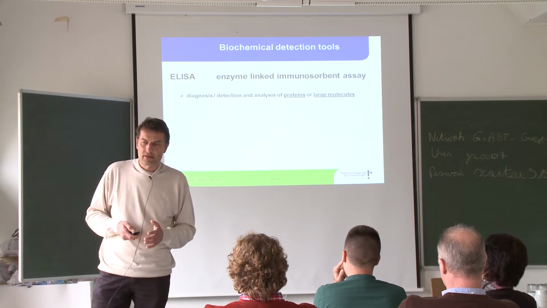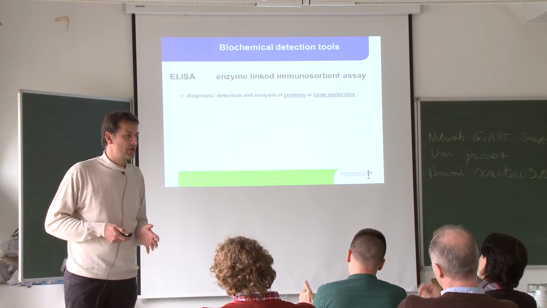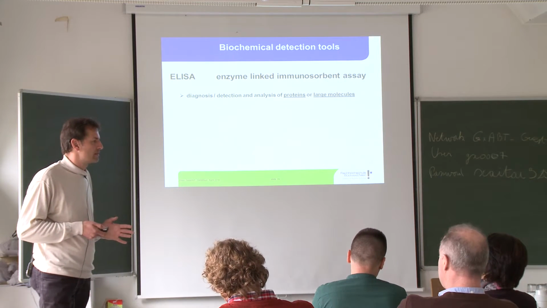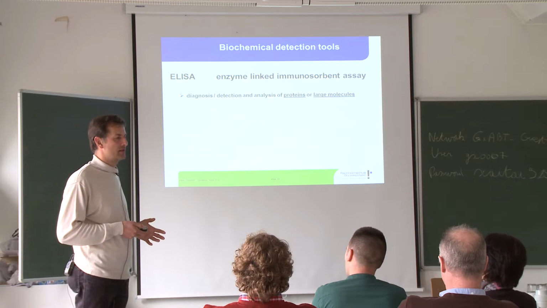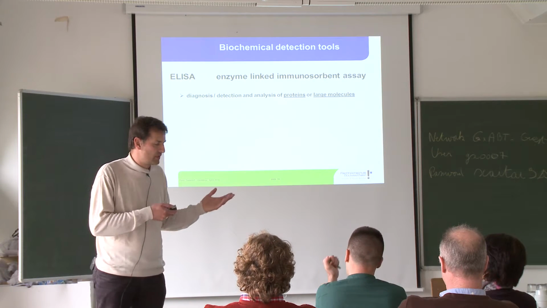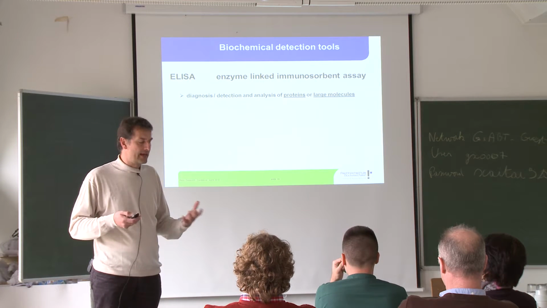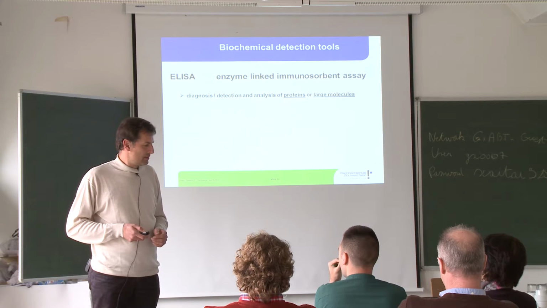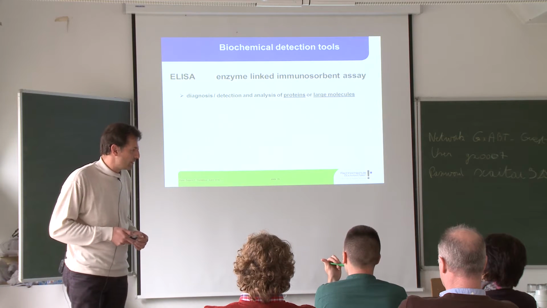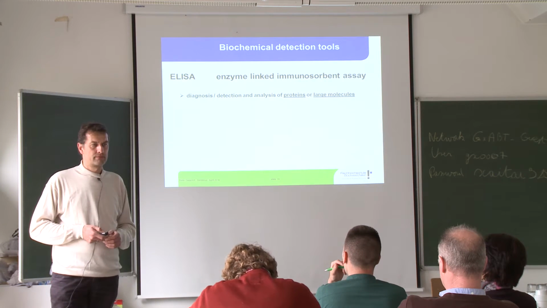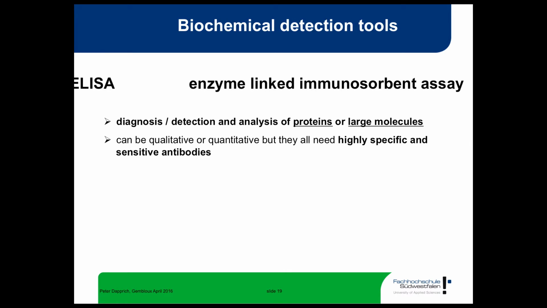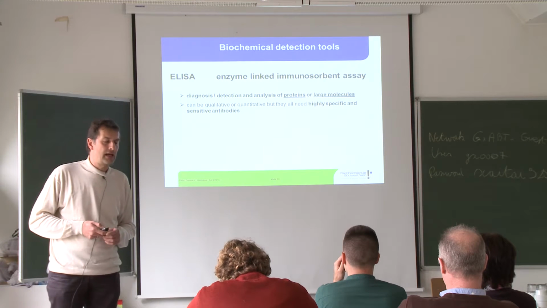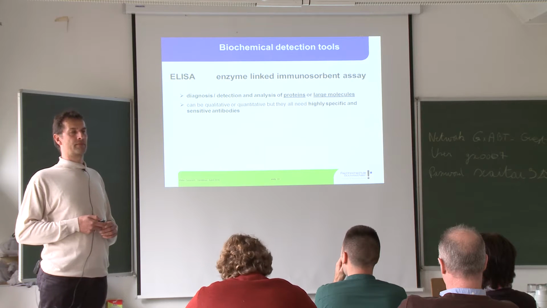Now you can, in fact, detect almost every molecule that you can adhere to some kind of surface, to some kind of, well, ELISA dish, which you can then use for your antibodies as a matrix. It can be quantitative or only qualitative, but you still need highly specific antibodies. And that's the problem.